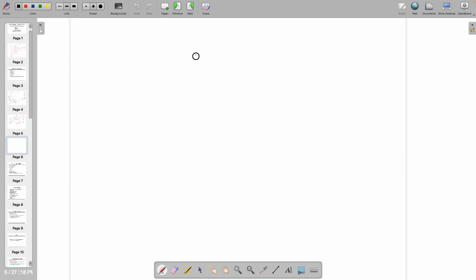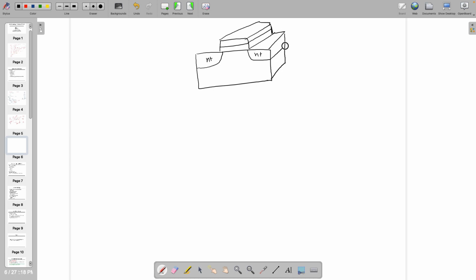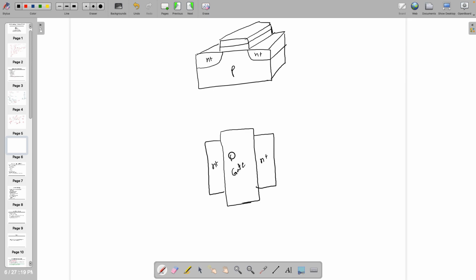If I am drawing this, maybe complete one looks like this. Right. This is how it looks in 3D. If I am looking from top, it looks like this one. These two are n plus, and this top is my gate. This is made up of polysilicon.